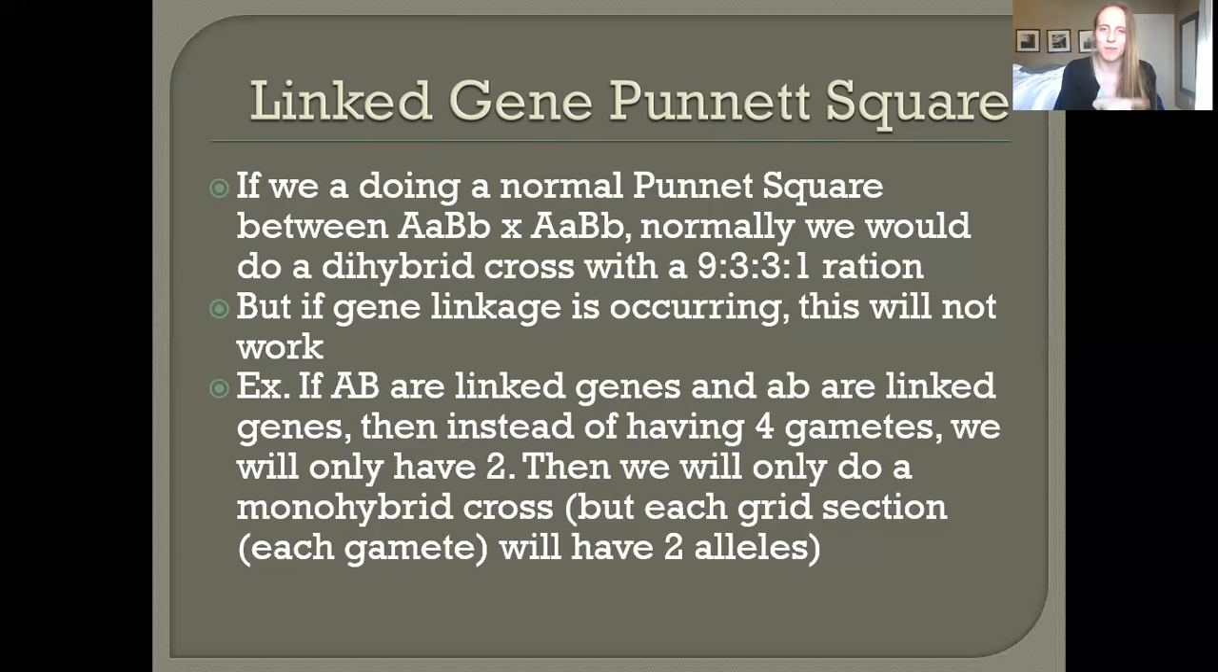Normally, when we're creating gametes in a scenario like this, you use the foiling method. So your gametes would be capital A, capital B, and capital A, lowercase b, and lowercase a, capital B, and lowercase a, lowercase b. If the genes are linked, they're not going to separate that way.